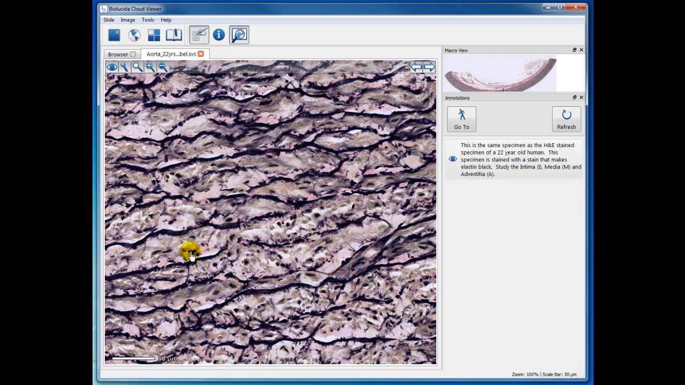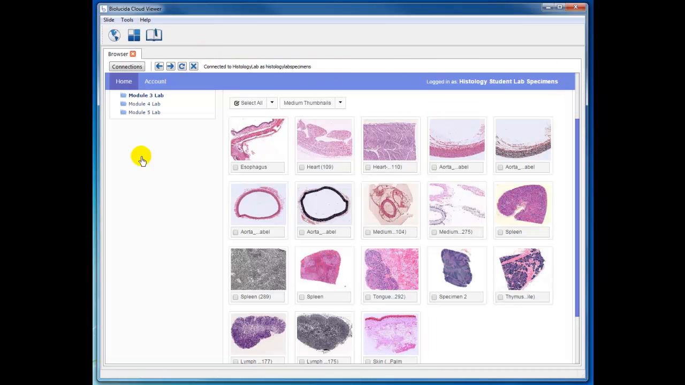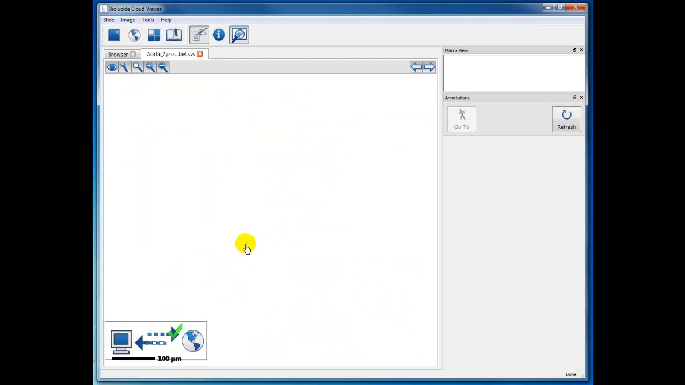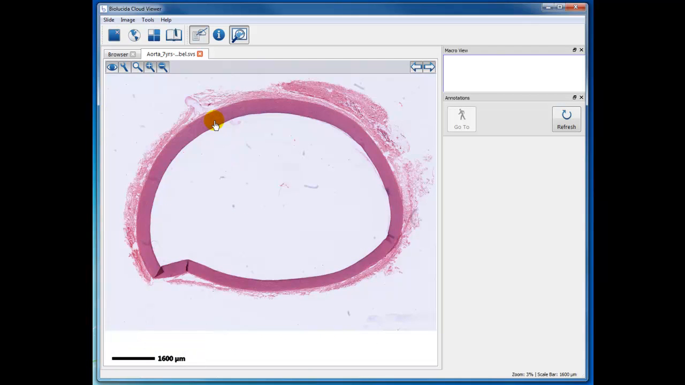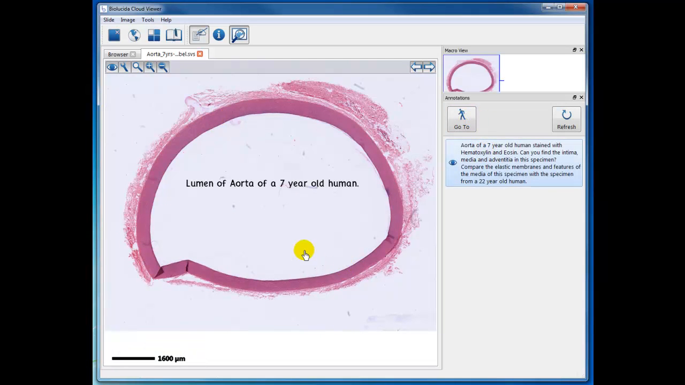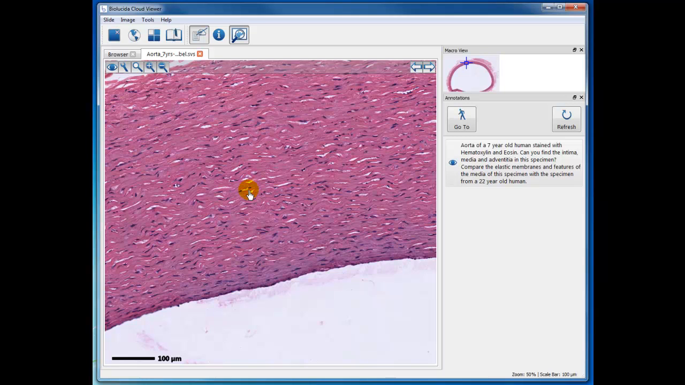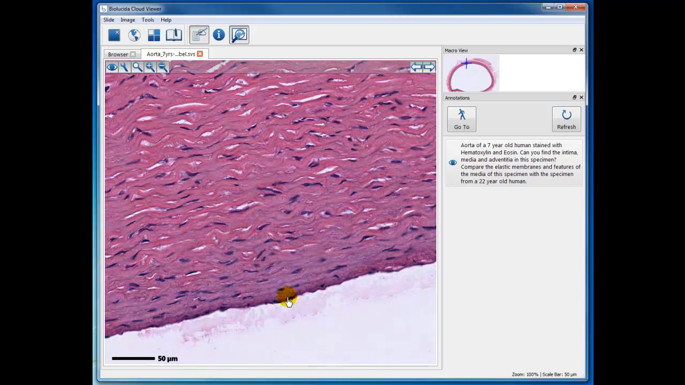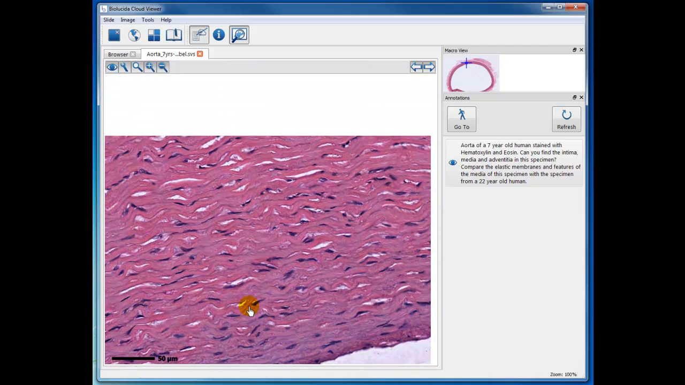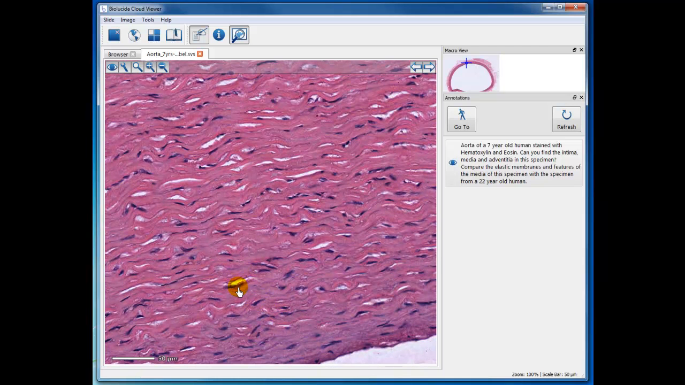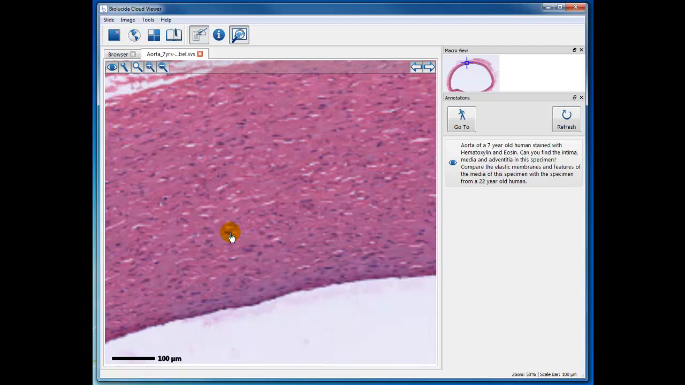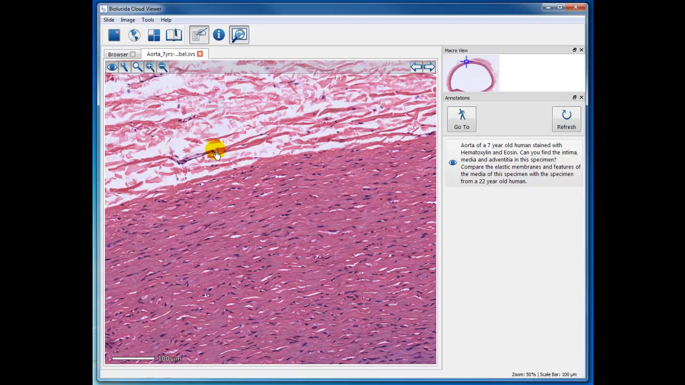Okay, so now we're going to go to the 7-year-old stained with H&E, and you're going to see a big difference here. Again, the 3 layers are recognized. I haven't labeled those, but the intima with the endothelium is right here. It's very thin. And then you have all these membranes. You can begin to see the individual membranes with the fibroblasts and smooth muscle lying between. And out here is the adventitia.